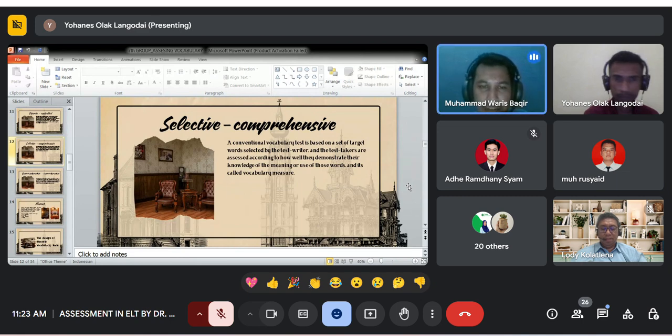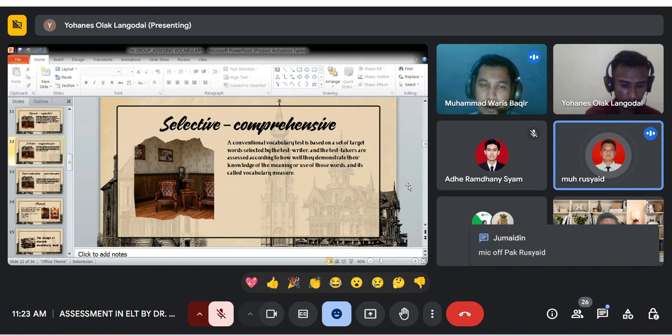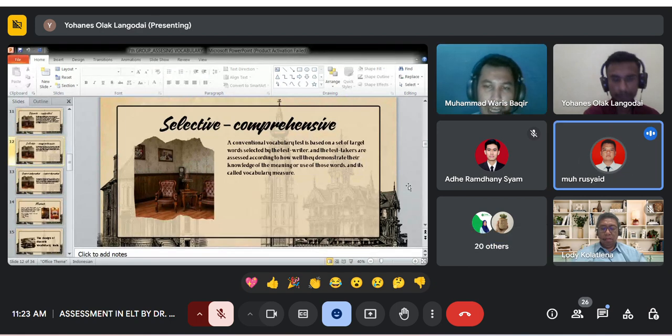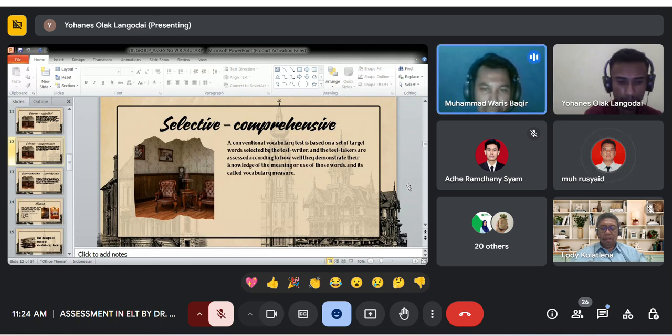Okay, the next one is about selective versus comprehensive. The second dimension concerns the range of vocabulary to be included in the assessment. A conventional vocabulary test is based on a set of target words selected by the test writer, and the test takers are assessed according to how well they demonstrate their knowledge of the meaning or use of those words. This is what is called a selective vocabulary measure.